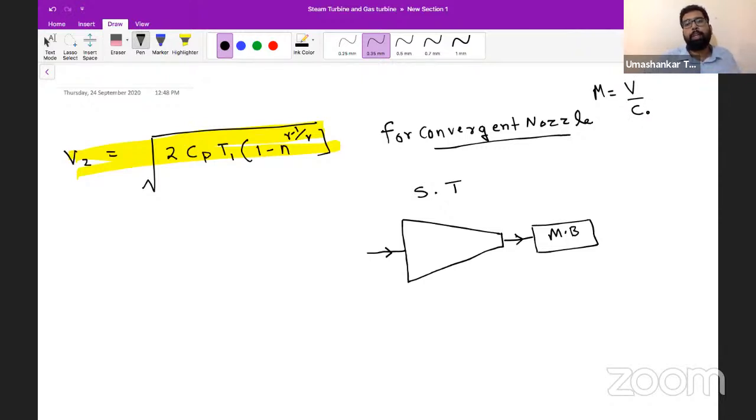So if temperature is high, we can say our velocity of sound, which is under root gamma RT, is also high. We can write it as gamma RT or gamma TR, doesn't matter. So if temperature is high, C will be high and Mach number will be low.